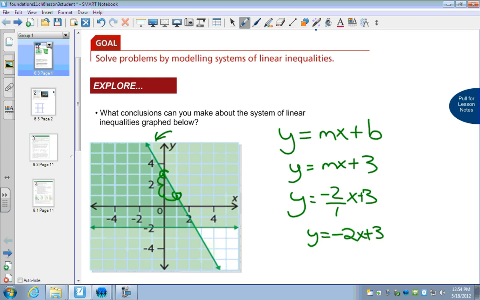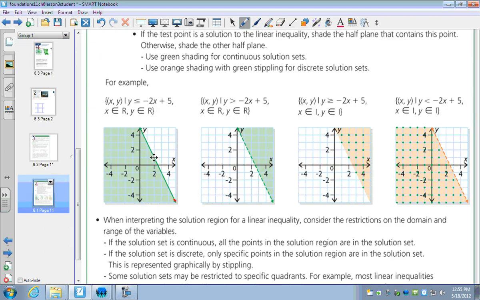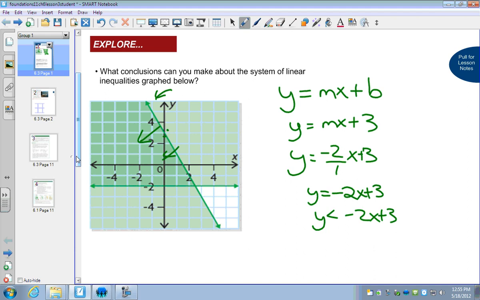Now I have to look at this as an inequality. It looks like I took this line and shaded everything underneath it. So these are all the points where y is less than -2x plus 3. Now I look at that solid line, and it is communicating something to me. If you remember from last section, a solid line means there is an equal to. So this is actually y is less than or equal to -2x plus 3. That is the inequality for this line.